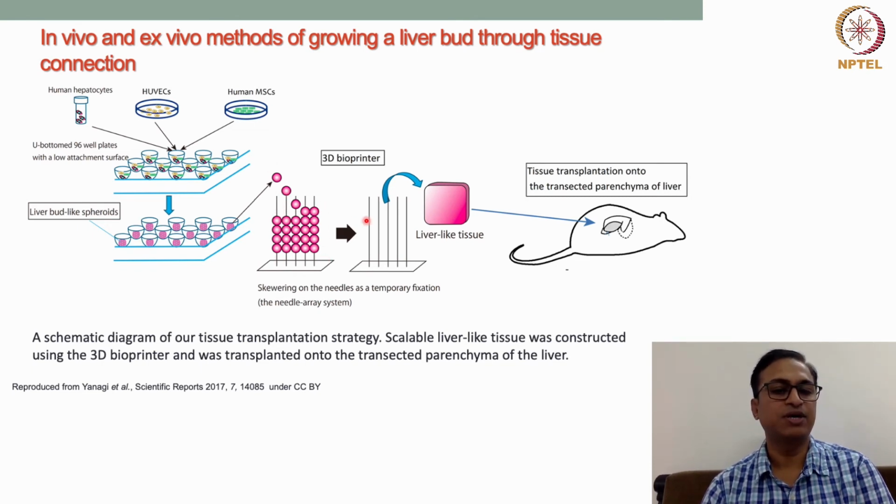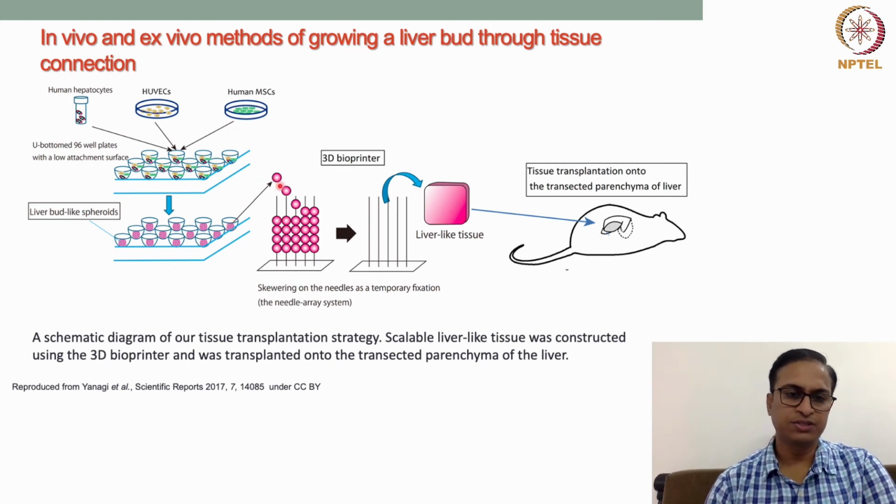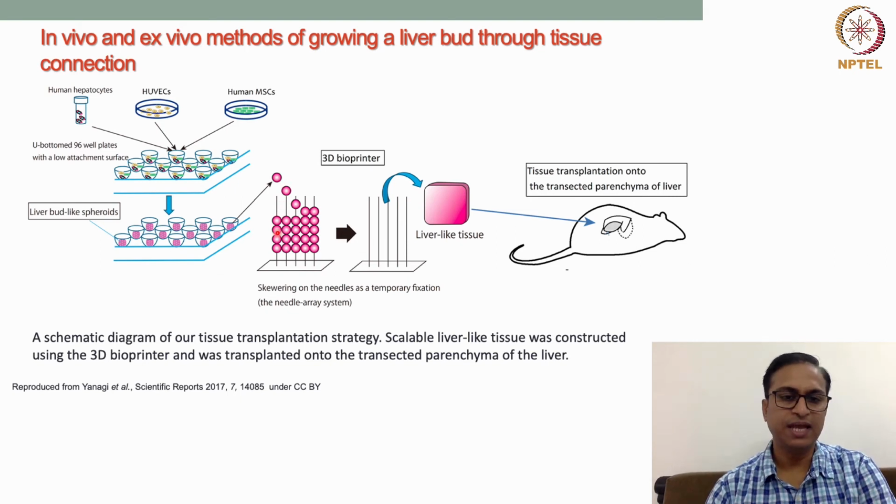But as per the design, suppose in this case they want to make this kind of a cuboid or rectangular structure. So they arrange this microneedle array in such a way to suit this fabrication process, and then these spheroids are put into this microneedle array in that particular order.